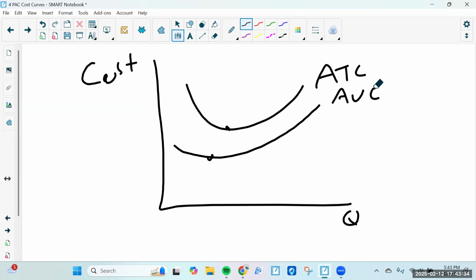And that is that when you draw your marginal cost curve, the marginal cost curve has to go through the minimum of these two curves. So you have to practice this. This is one of the few things in this class where your artwork is actually being graded. All right.